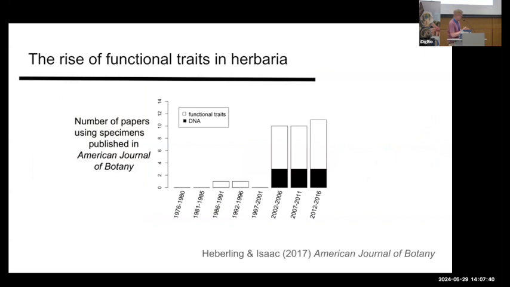So a couple of years ago also, the rise of functional traits in herbaria. Here's just a figure in one botanical journal, the American Journal of Botany, in the last couple of decades, looking at the number of papers. Here, looking at the use of DNA from herbarium specimens and also functional traits. And you can see that really in the last 20 years, there's been kind of an explosion of this relatively new use, or at least repackaged use, of herbarium specimens for functional traits.